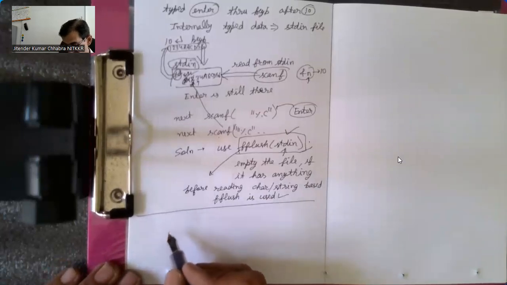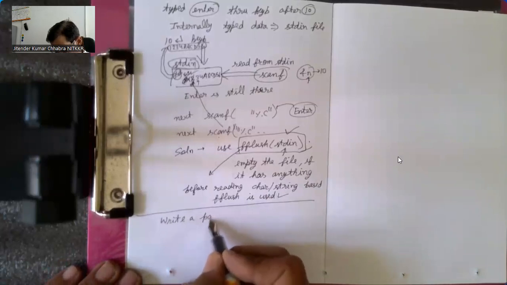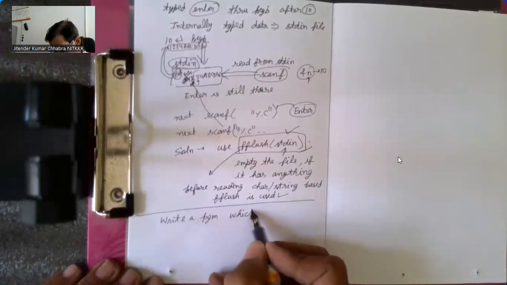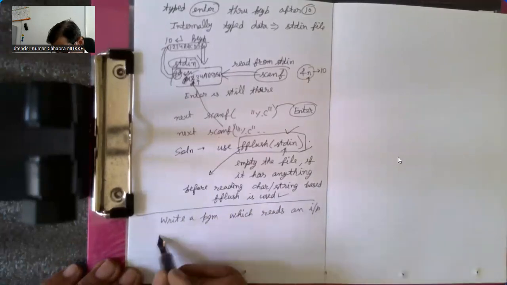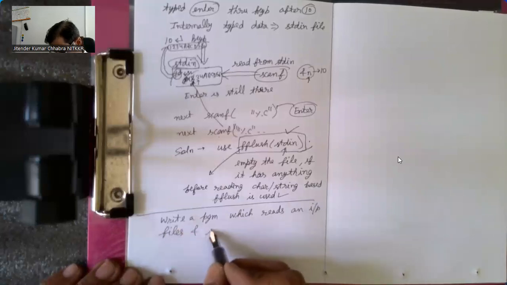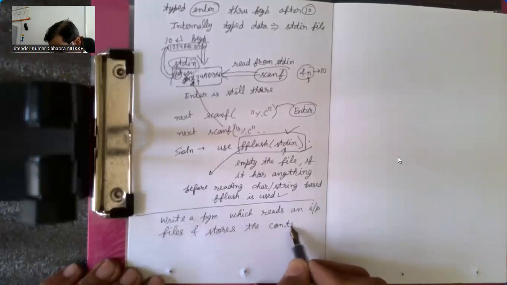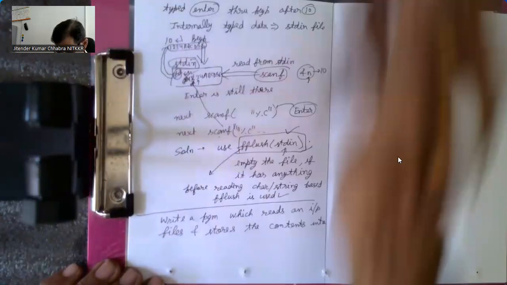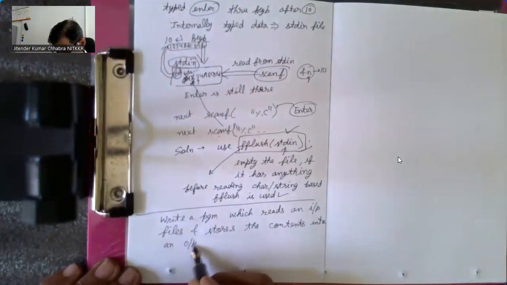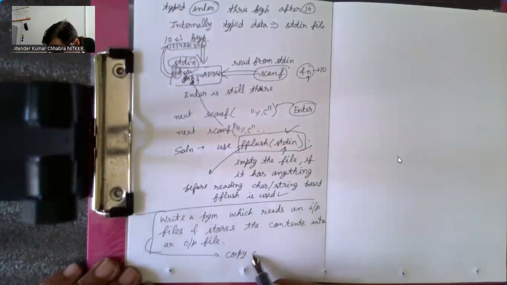Now let's go further. Let's say I want to write a program which reads an input file and stores all contents into another output file. How to do that? Effectively, this is equivalent to saying copy a file into another file.